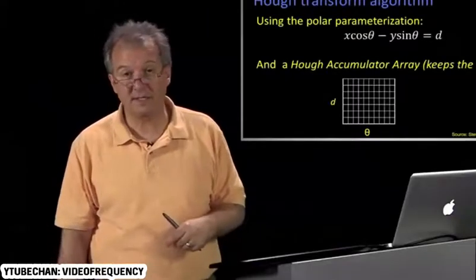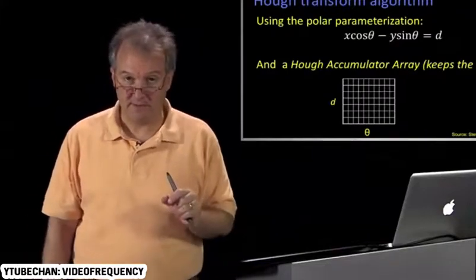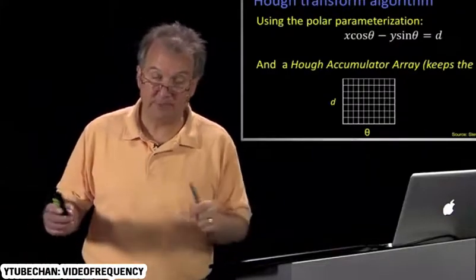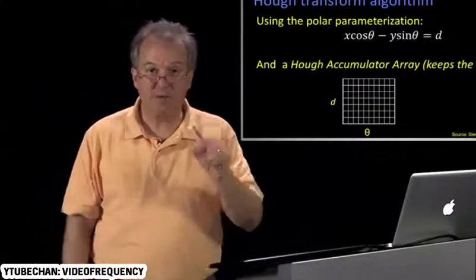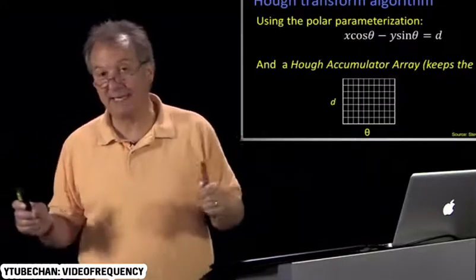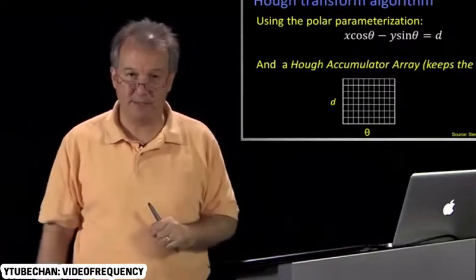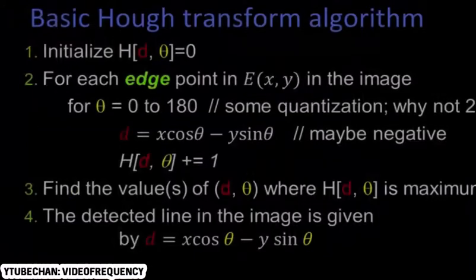One of the things you'll have to decide, and by the way, you'll be implementing this, is how big are the bins? How many of them are there? So if it goes from 0 to pi, well, if you have every 1 degree, then there'd be 180 bins. If you had every 10 degrees, there'd only be 18. So you have to decide how big the bins are. So given this equation and the accumulator array, here is the algorithm.